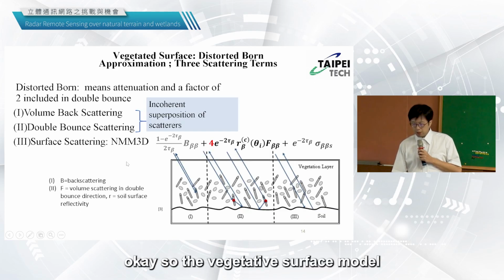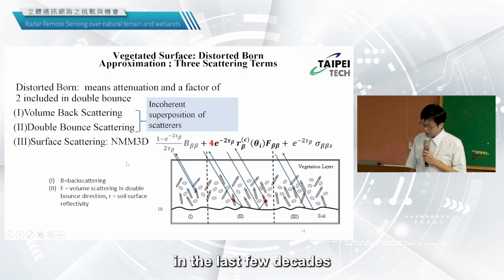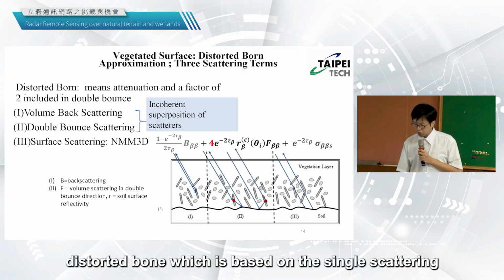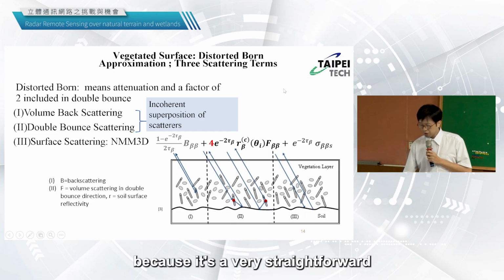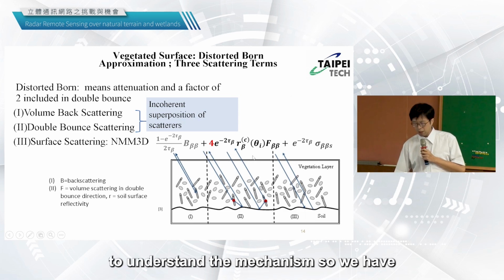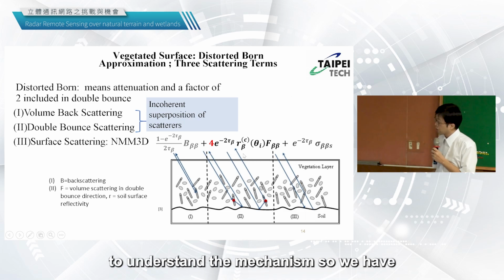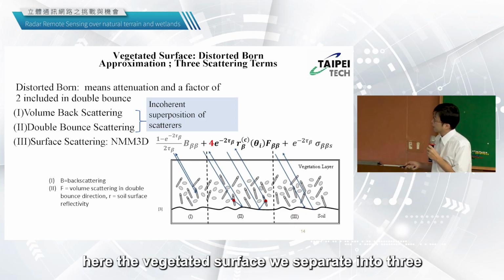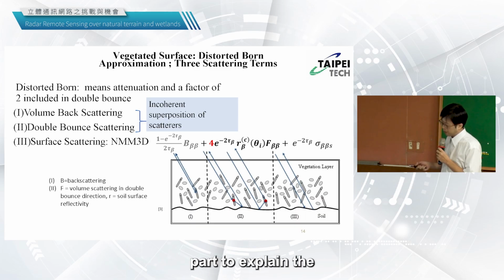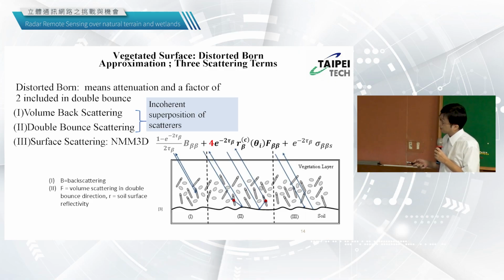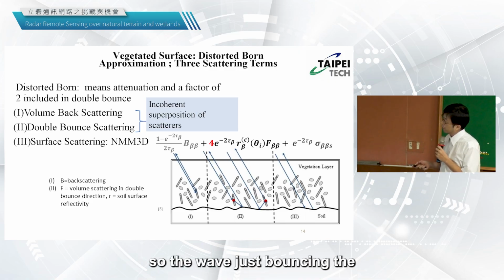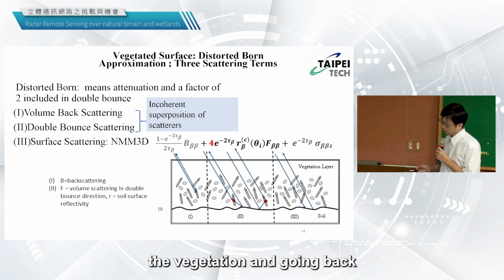Okay, so for the vegetative surface model in the last few decades, the distorted Born, which is based on the single scattering incoherent model, was very popular because it's very straightforward to understand the mechanism. So we have here the vegetative surface. We separate it into 3 parts to explain the 3 mechanisms. The first one is called volume scattering. So the wave just bounces off the vegetation and goes back.